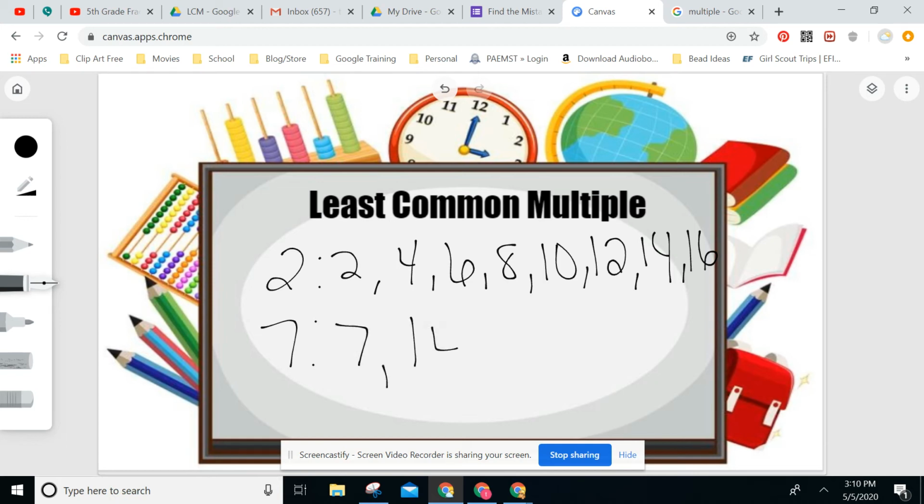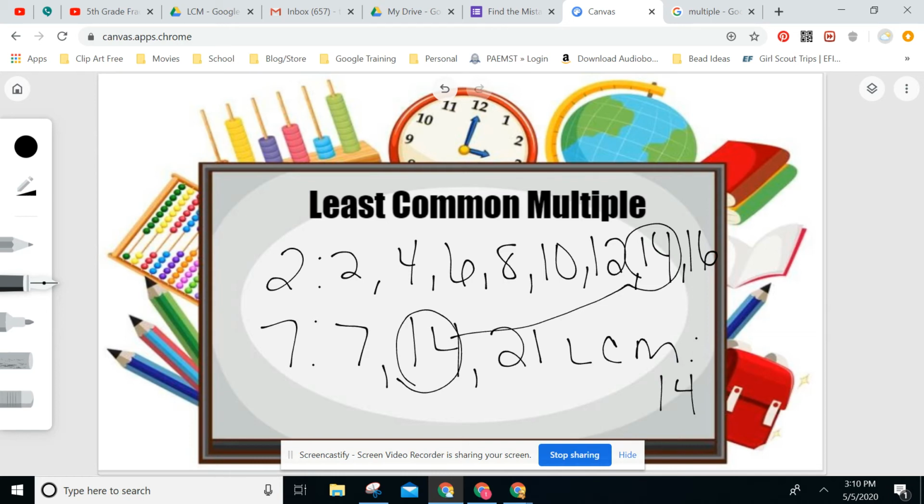7, 14. Oops, I see it already. Let's go ahead and do one more, though, just so you can see it. But I can see a number that appears on both lists. Can you find that number as well? Hopefully you saw that 14 appears on both lists. So the LCM is 14.